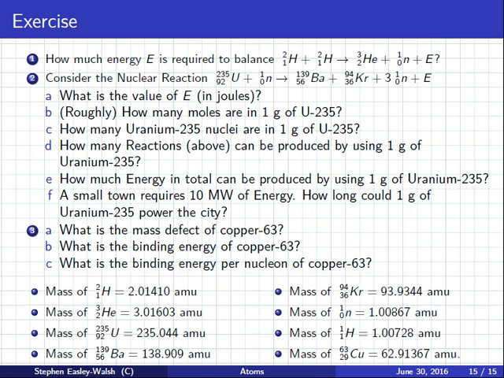So 1 gram of uranium doesn't sound like a lot. You might think it couldn't even power the city, but you'll calculate how much time you get out of a gram of uranium. Yeah, well, the city is actually a small town. It requires 10 megawatts of power, continuously.